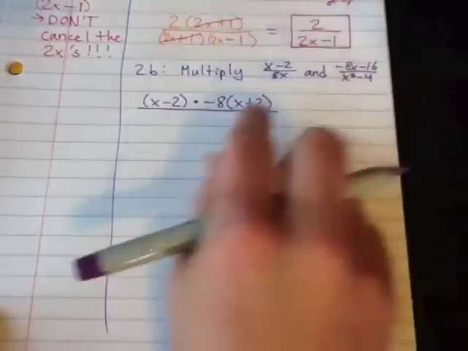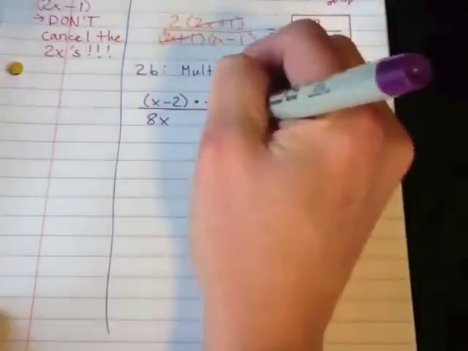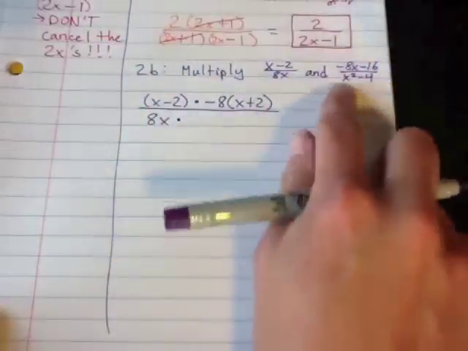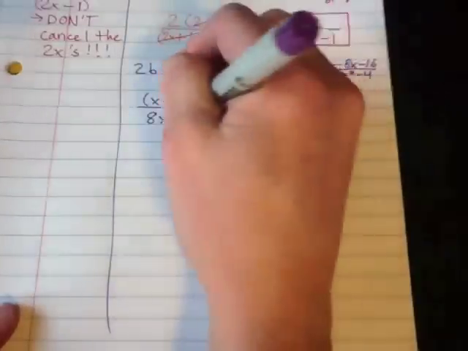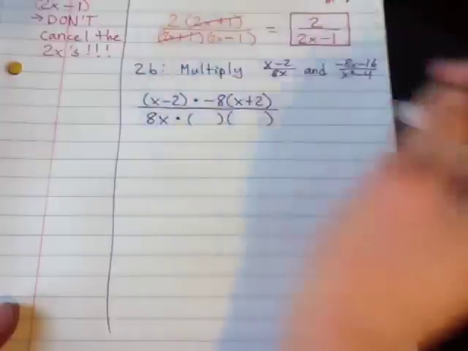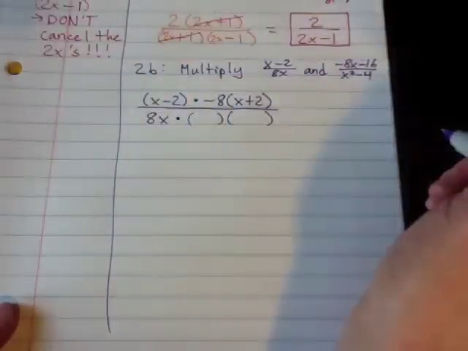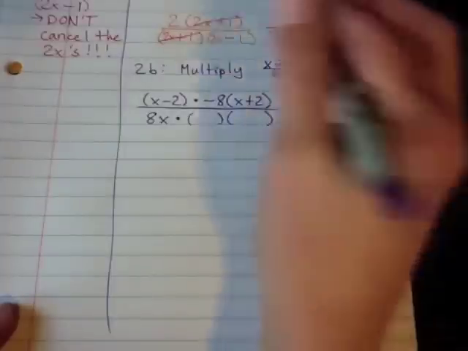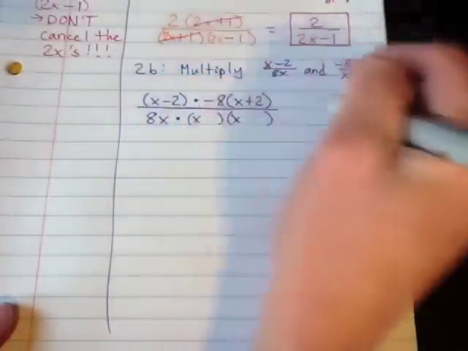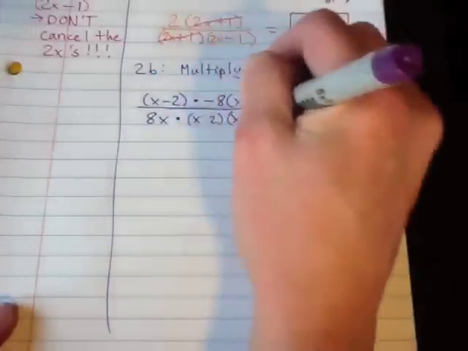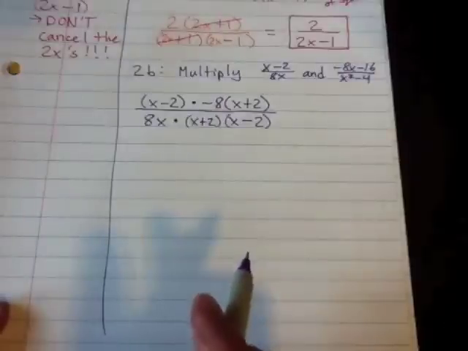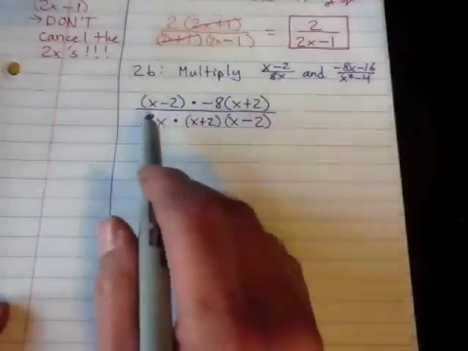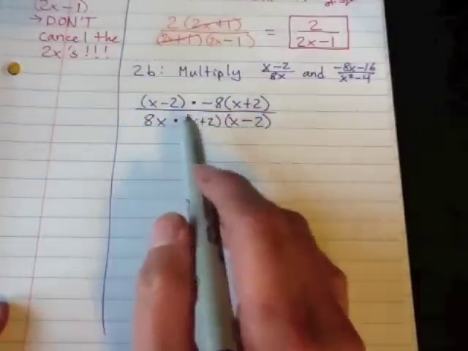Now I'm going to multiply and factor the denominator. So I have 8x times, and then hopefully you notice this is a difference of squares. So you're going to set up two sets of parentheses. Square root of x squared is x, and the square root of 4 is 2. And then you have 1 plus, 1 minus. I went ahead and used one fraction bar over both because they're multiplying together anyway.